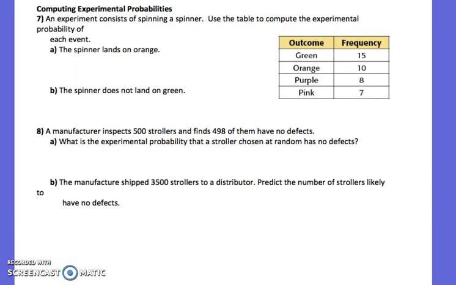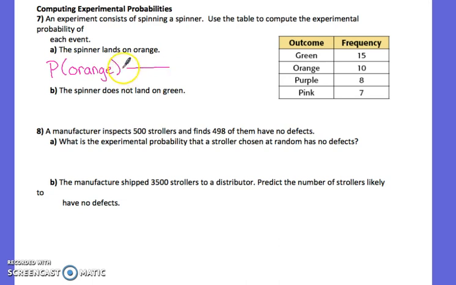Okay, let's compute some experimental probabilities. It says an experiment consists of spinning a spinner. Use the table to compute the experimental probability of each event. What is the probability that a spinner lands on orange? I'm going to make a probability statement. So I'm going to say probability that it lands on orange.